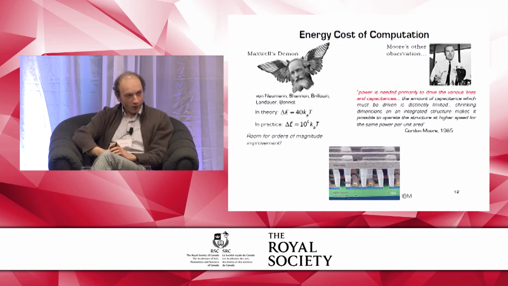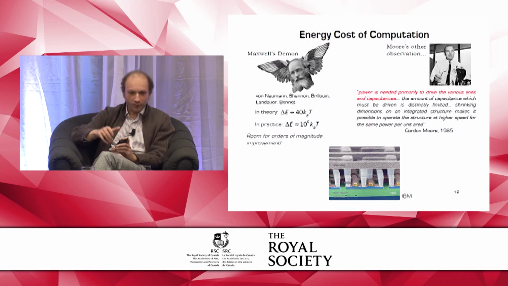Now, there is a very famous problem about energy consumption in electronics. That started with James Clerk Maxwell thinking about something which we now call Maxwell's demon, which kept very distinguished thinkers up at night, such as von Neumann, Shannon, Brillouin, Landauer, and Bennett. Now, the energy cost to perform one logical operation is 40 kT. If you don't know what kT is, that doesn't matter, because what is done in practice is we consume something like 1,000,000 kT. So there are orders of magnitude of improvement that we have left ahead of us in terms of how we consume energy to process information on a computer chip.